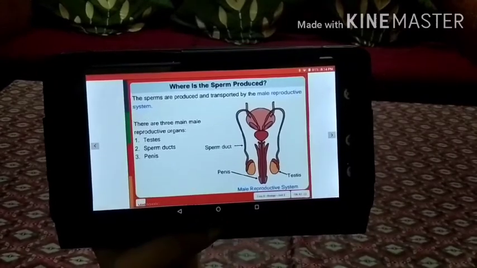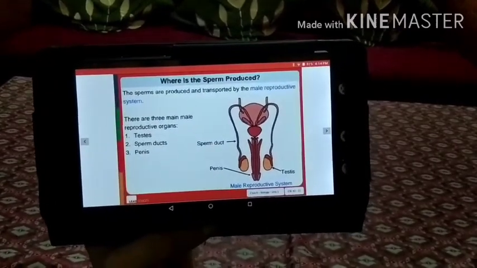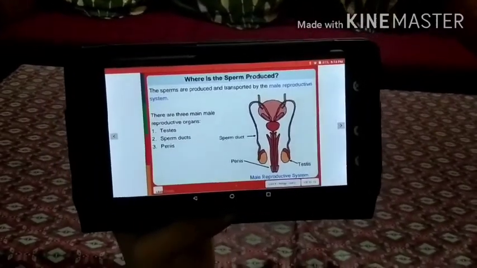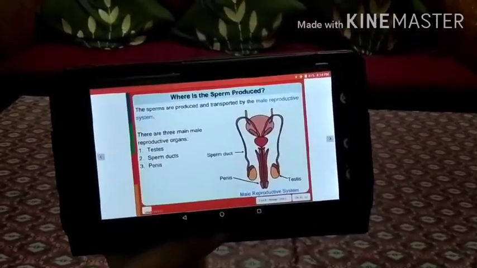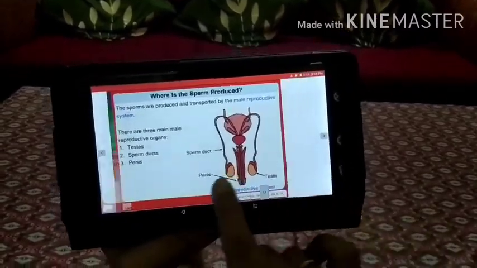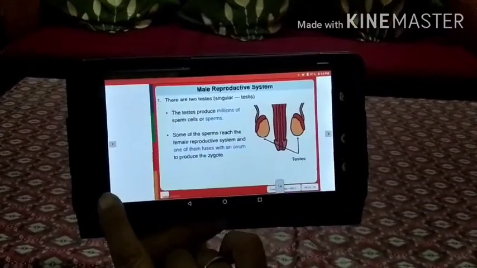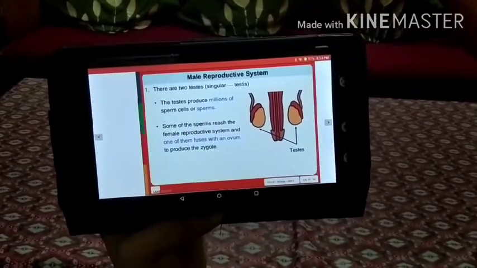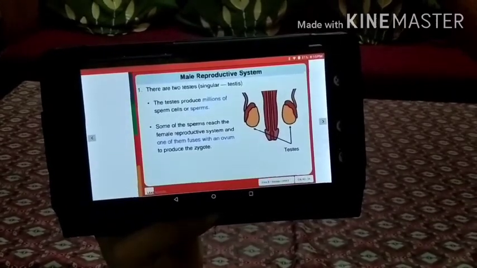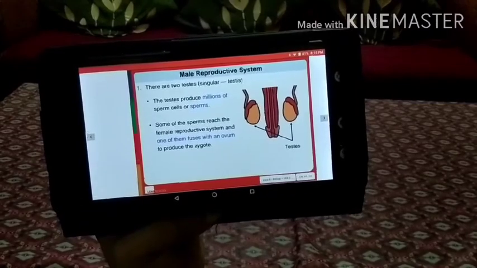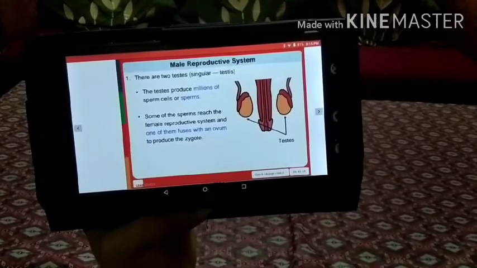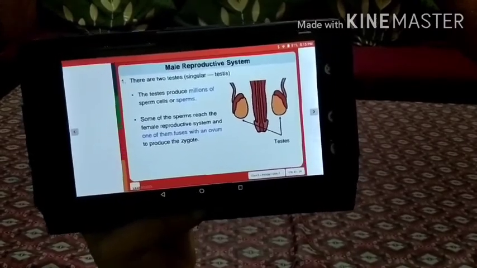The sperms are produced and transported by the male reproductive system. There are three main male reproductive organs: testes, sperm ducts, and penis. Here you can see this in this diagram. There are two testes. The testes produce millions of sperm cells or sperms. Some of the sperms reach the female reproductive system and one of them fuses with an ovum to produce the zygote.